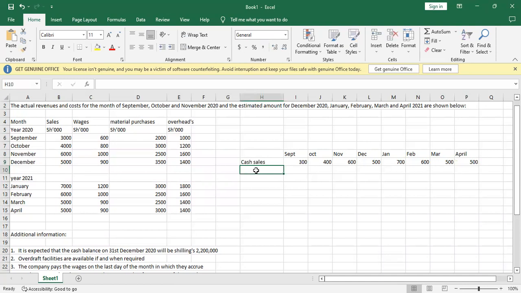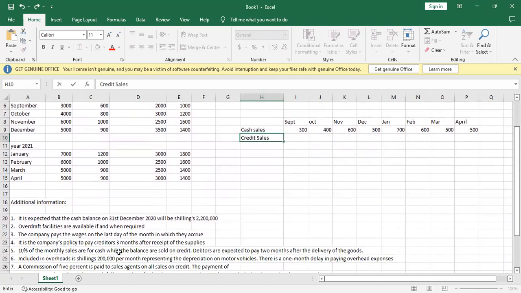So what do you remain with? What remains is our credit sales. The reason why I'm doing the credit sales is because there is a rider. We've been told that 10% of the monthly sales are cash, while the balance are sold on credit. Debtors are expected to be paid 2 months after the delivery of the goods. But number 7 is talking of a commission of 5% paid to sales agents on all sales on credit, right? So I'll be getting the difference. This will be 3,000 minus 300, 2,700.